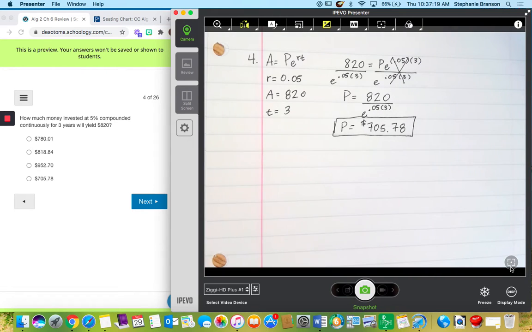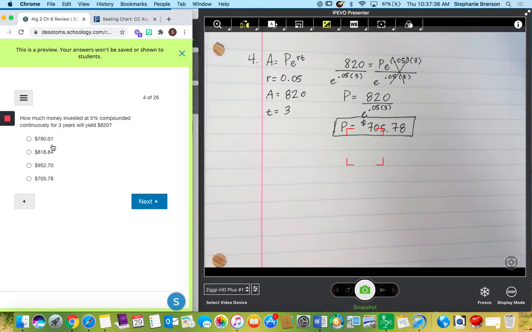Yeah, so to get the E, you're going to hit second, and then you see where it says LN, and then that should pull up the E. Try it and make sure. Second's the blue button, and then the LN. It worked? Okay.